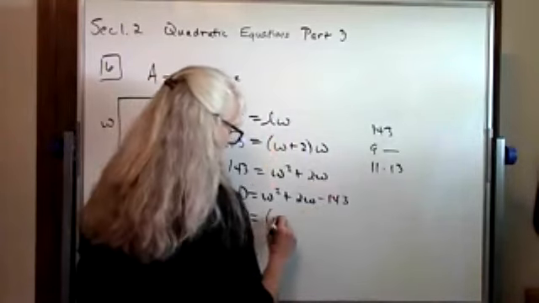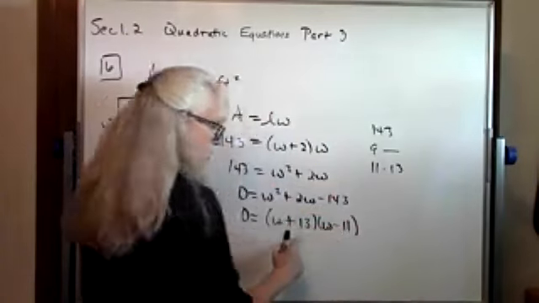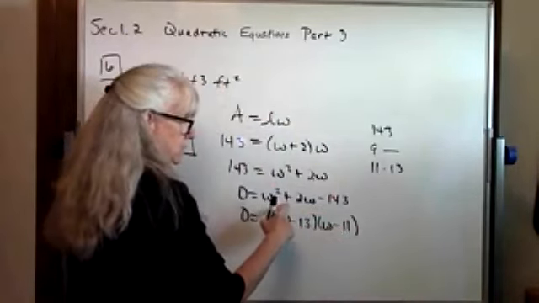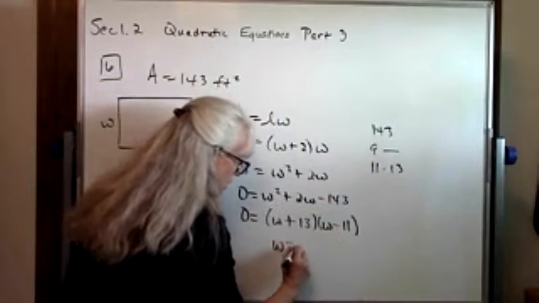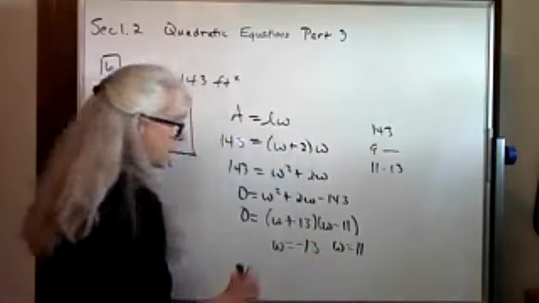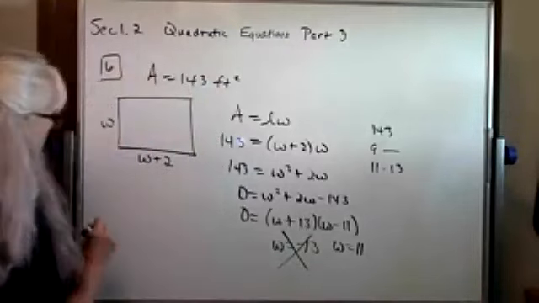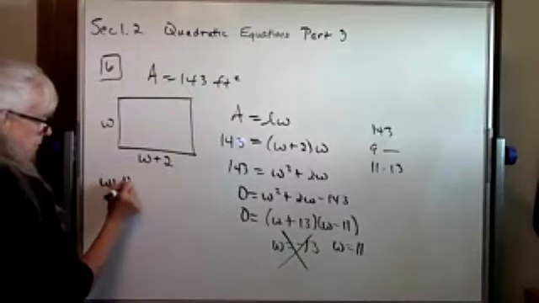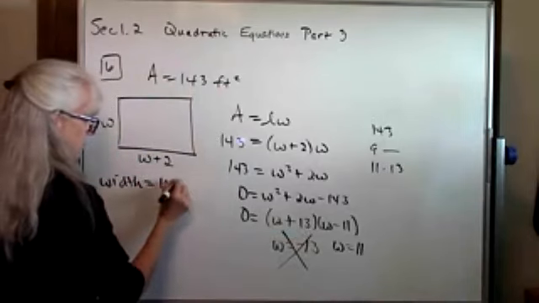So this factors into W plus 13 and W minus 11. And the 13 is positive because we need the plus 2 in the middle. It's the larger factor. So when you solve those, you're going to get W equals negative 13. You're also going to get W equal to 11. Can't have a negative dimension, so we're not going to look at it. But we now know that the width is 11. Because that's what our W stood for in our picture, so it's 11 feet.